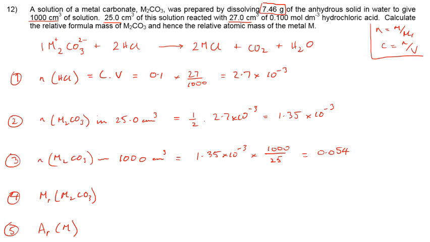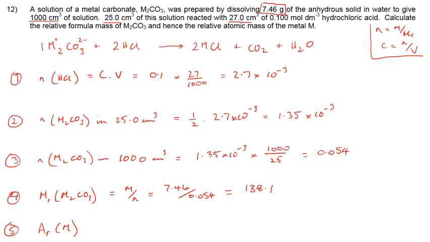Now we've got the moles of our metal carbonate, and we can relate that directly to our mass of metal carbonate. So then we can use our moles equals mass over MR equation to work out MR. We're just going to rearrange that equation for MR, and of course MR then equals mass over moles. Our mass is our 7.46, our moles we've just calculated, and so that comes out at 138.1.